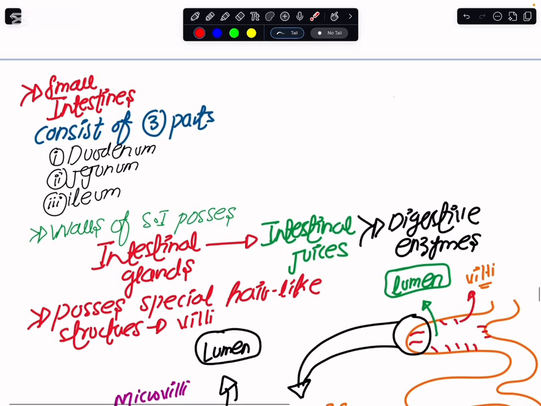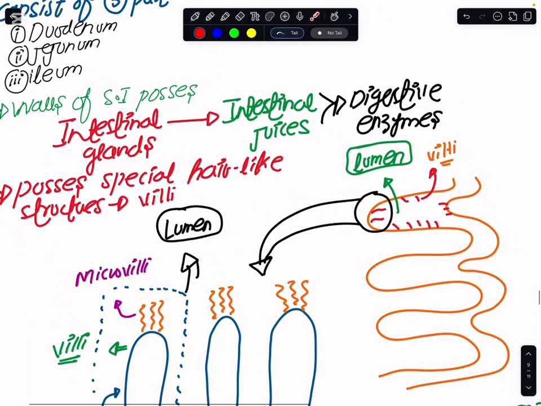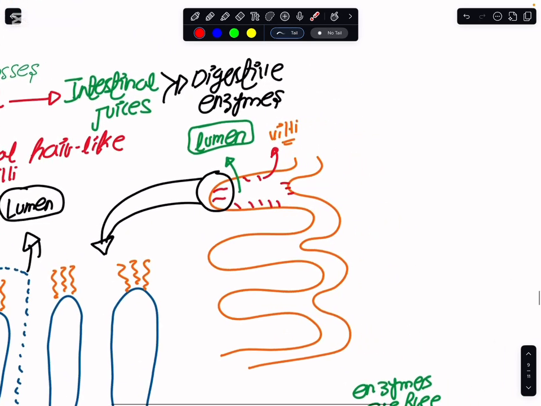Now the small intestine that we have in the alimentary canal has a total of 3 parts. Identification or separation of these structures is not required, but you may still know that the small intestine has the duodenum, the jejunum, and then the ileum. And here you see the diagram of the small intestine.